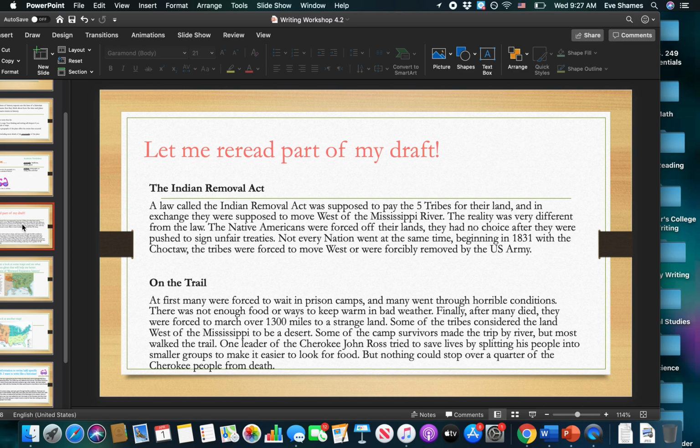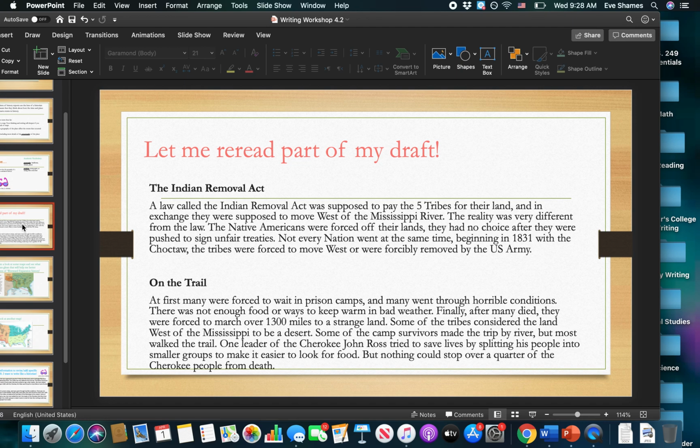Not every nation went at the same time. Beginning in 1831 with the Choctaw, the tribes were forced to move west or were forcibly removed by the U.S. Army. On the trail. See, I'm organizing it into categories with subheadings. At first, many were forced to wait in prison camps, and many went through horrible conditions. There was not enough food or ways to keep warm in bad weather. Finally, after many died, they were forced to march over 1,300 miles to a strange land.